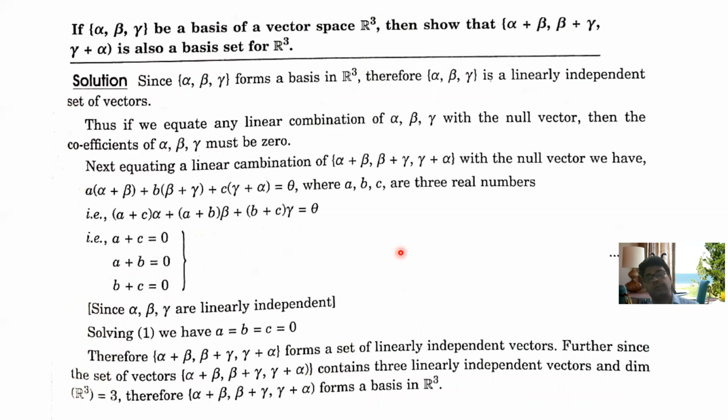Next, another question. This is also a very, very important question for you. If alpha, beta, gamma be a basis of vector space R cube, then show that alpha plus beta, beta plus gamma, and gamma plus alpha is also a basis set of R cube. Since alpha, beta, gamma forms a basis, therefore alpha, beta, gamma is a linearly independent set of vectors. Now we equate any linear combination of alpha, beta, gamma with the null vector. Then the coefficients of alpha, beta, gamma must be equal to 0 by definition.